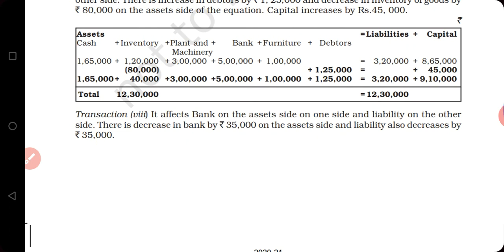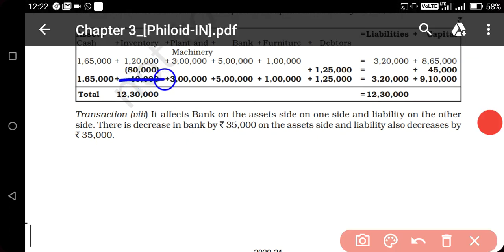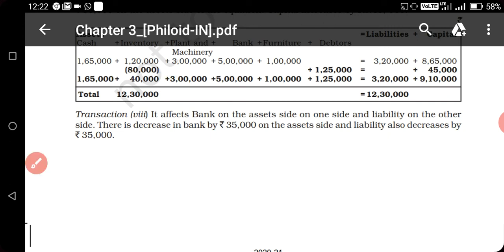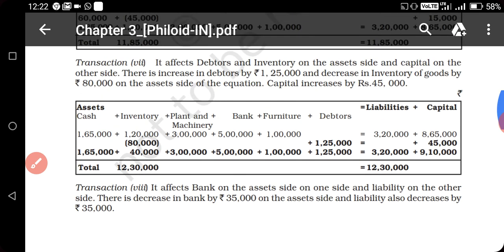See, first of all we will reduce rupees 80,000 from the inventory because our cost of the goods is 80,000 and we have sold it for 1,25,000. So 1,25,000 not in cash, we have sold on credit. So in this case our debtor will be improved.